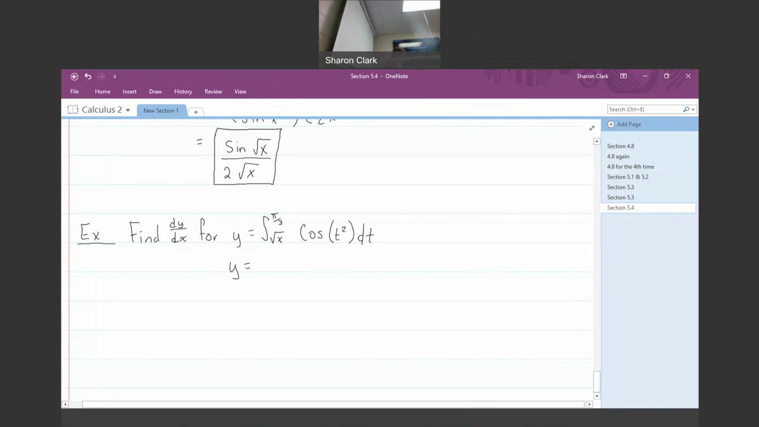So y equals negative integral of pi over 3 to square root of x of cosine t squared dt. Now we can do our dy dx equals d dx integral, I'll put the negative over here so I don't lose it, pi over 3 to square root of x of cosine t squared dt.